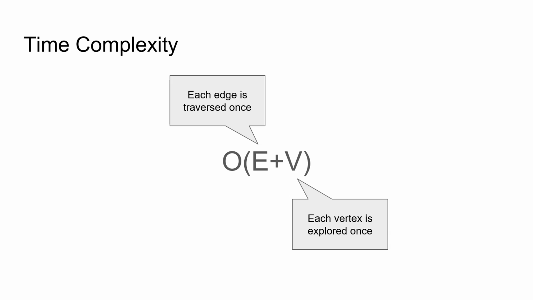So what's the complexity of breadth-first search? Breadth-first search explores one vertex at a time. Each neighbor is added to the queue if and only if it has not been explored before. This guarantees each vertex is visited only once. Likewise, when traversing the graph, each edge will only be traversed once. This gives us an asymptotic complexity of O(E + V), where E is the number of edges and V is the number of vertices.